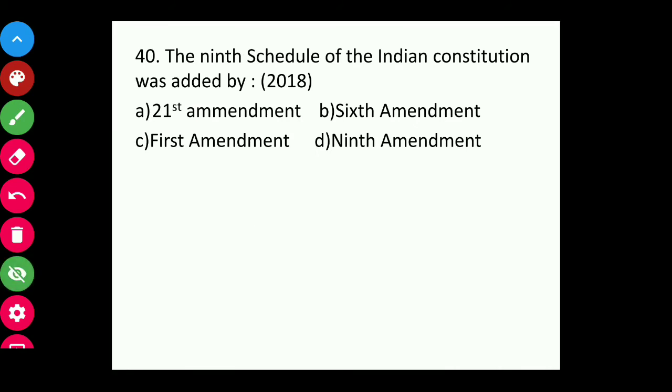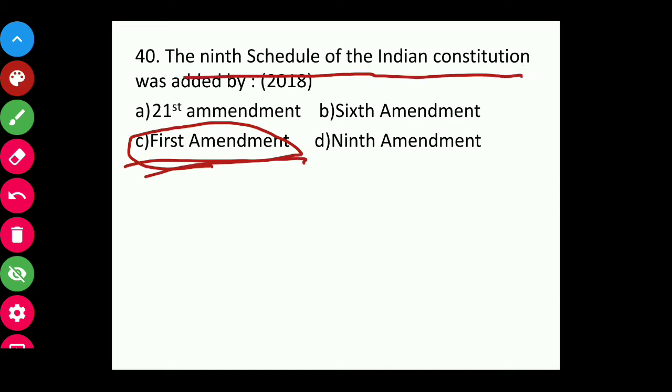The 9th schedule of the Indian Constitution was added by A. 21st Amendment, B. 6th Amendment, C. 1st Amendment, D. 9th Amendment. So the answer is 1st Amendment. The 1st Amendment included the 9th schedule of the Indian Constitution.